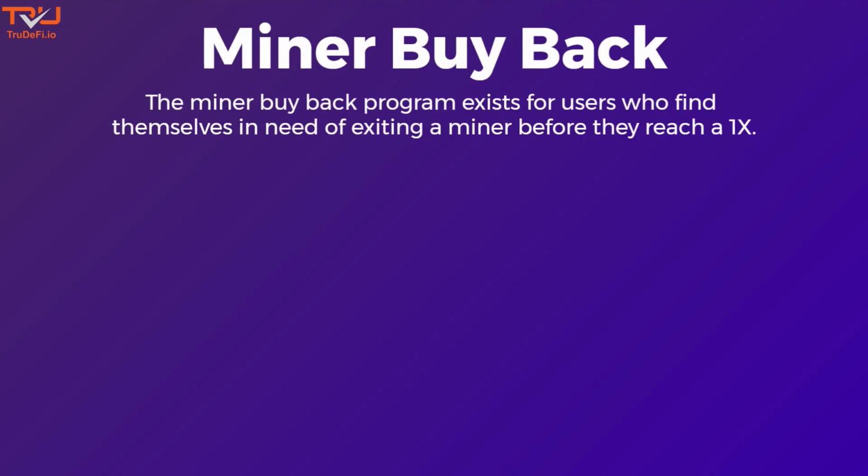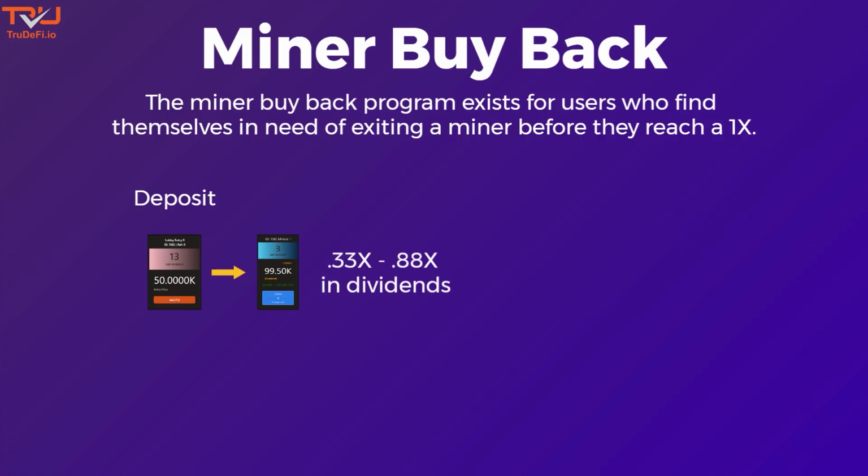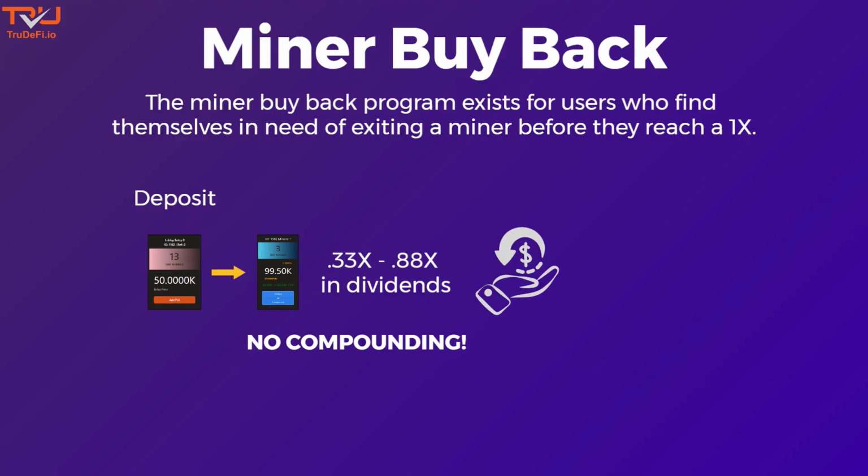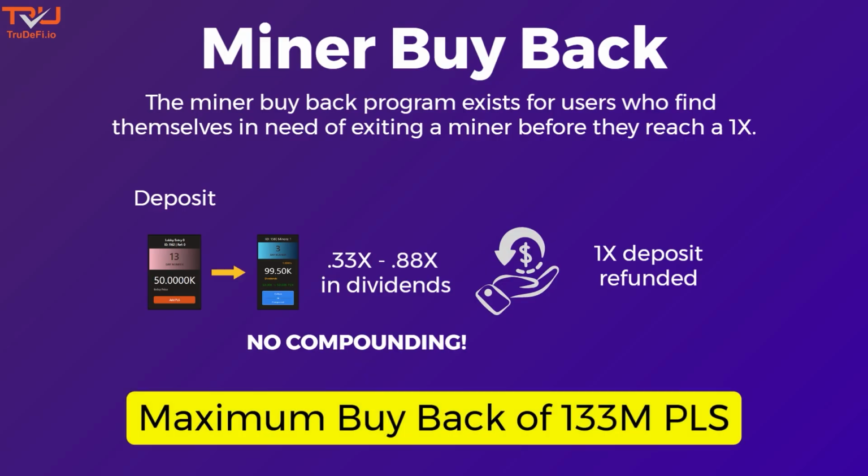The miner buyback program exists for users who find themselves in need of exiting a miner before they reach a 1x. There are a couple of caveats. After a deposit is made and the miner is started, the miner must be between a 0.33x and a 0.88x in dividends, and the miner must not have any compounds associated with it. If both these things are true, the miner can request their 1x buyback and receive the full deposit back in their wallet. There is also a maximum buyback amount of 133 million pulse per miner.